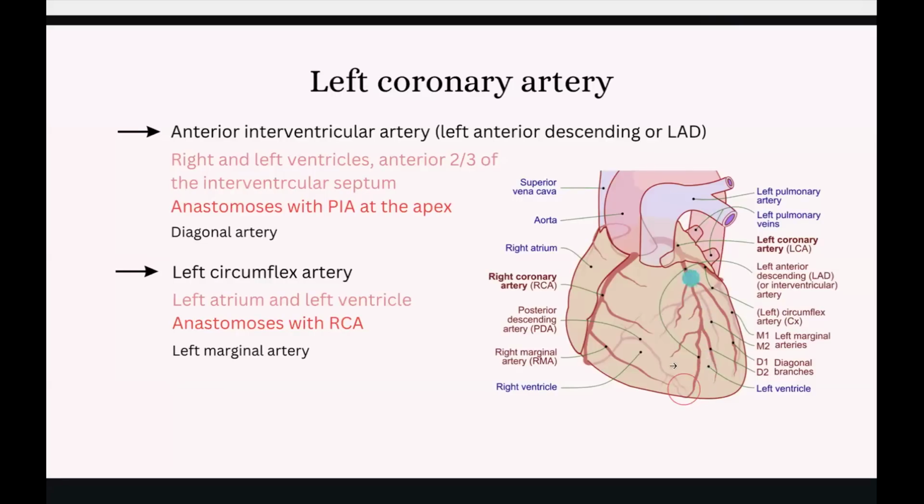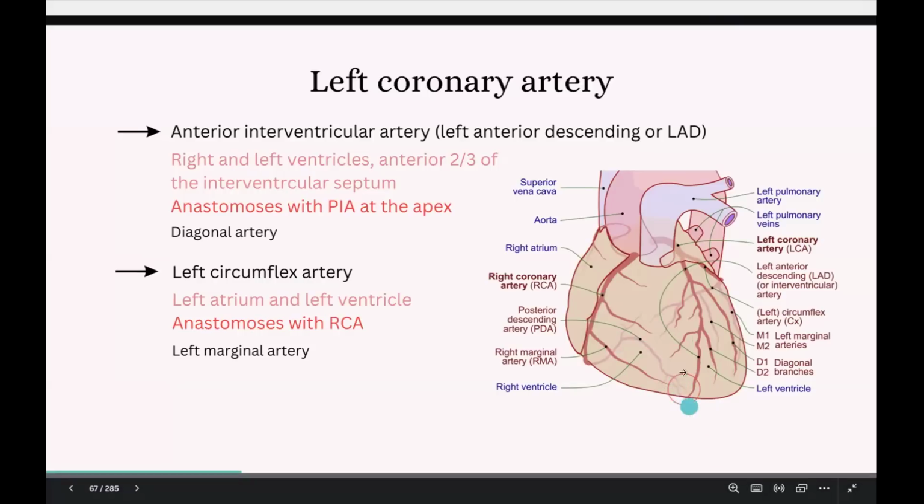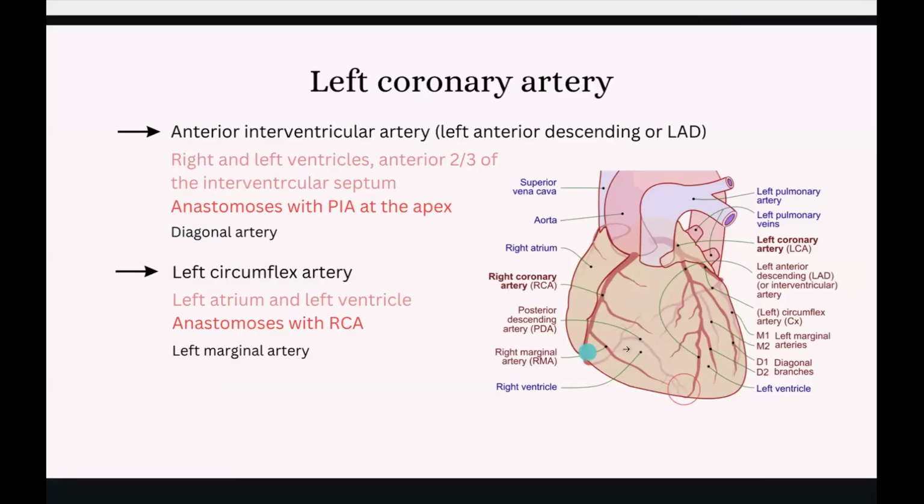And then this is the anastomosis that I was talking to you about. So LAD comes down here all the way to near the apex of the heart, and it anastomoses with PIA. So PIA was coming here from the back, and it comes also to the apex, and then they anastomose together here. And then LAD also gives off the diagonal artery. So again, not very important to note where the branches are, but just know LAD gives off the diagonal branches. And then you have the left circumflex.